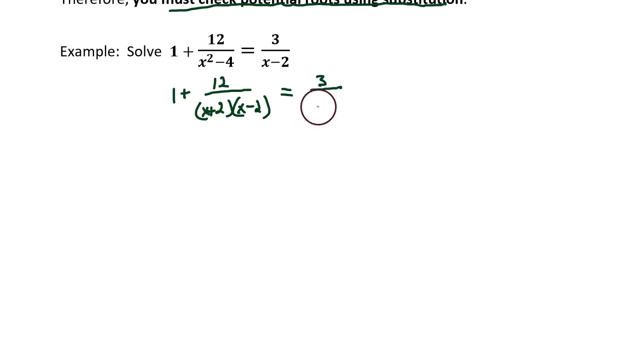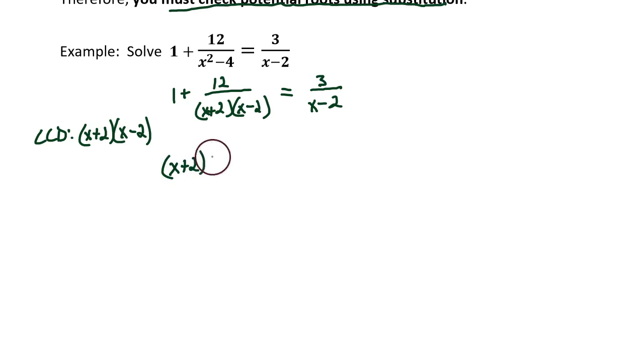The fraction on the right side stays the same. By doing that, it helps us to identify the LCD. It will have two factors in it, x plus 2 and x minus 2. The technique is to multiply all terms of the equation by that least common denominator. Starting with the 1, when you multiply 1 to the x plus 2 times x minus 2, you get x plus 2 times x minus 2.